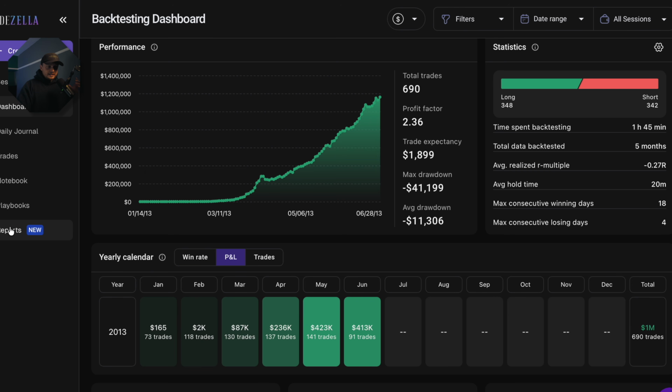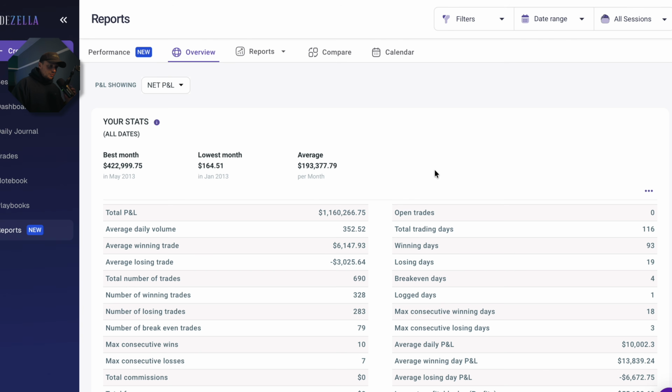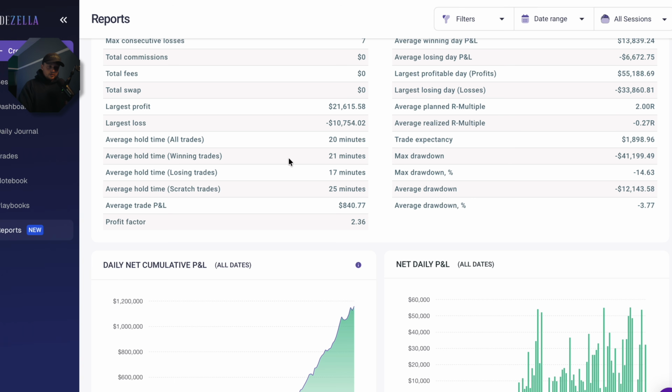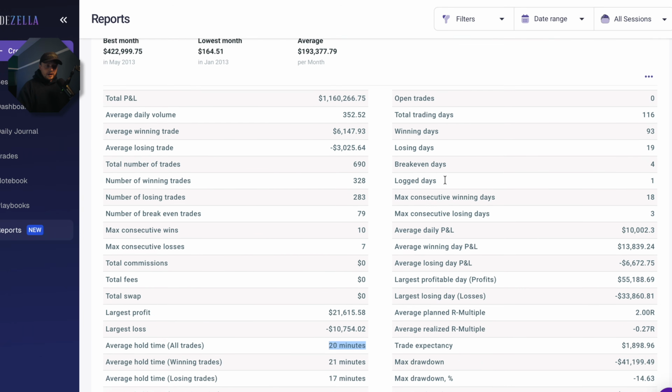Now what I like about Zella is if we go into reports, we can see a real breakdown on the account. We can see how many trades we've taken, which is now at 690. 328 of those were winners, 283 were losses, and then 79 were break even so far. Max consecutive wins is 10 in a row, and our max consecutive losses is 7. It'll show you average hold time, so 20 minutes is how long we're usually holding trades for. So this is obviously a scalping strategy, so we're in and out much quicker.